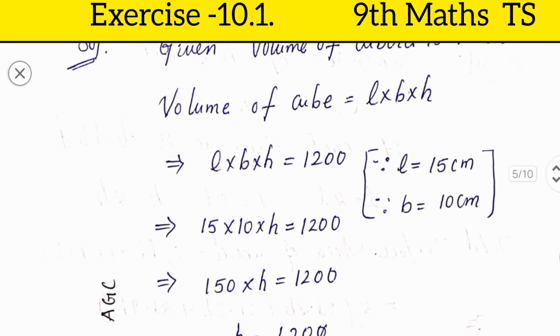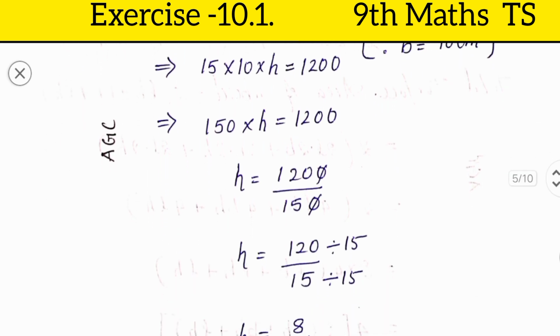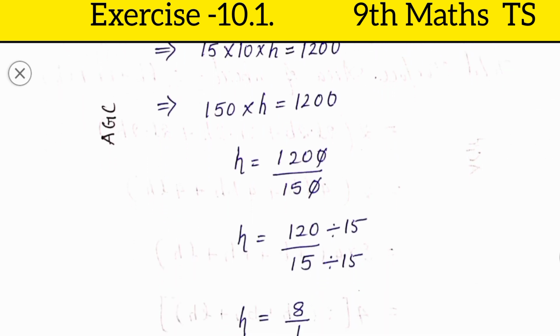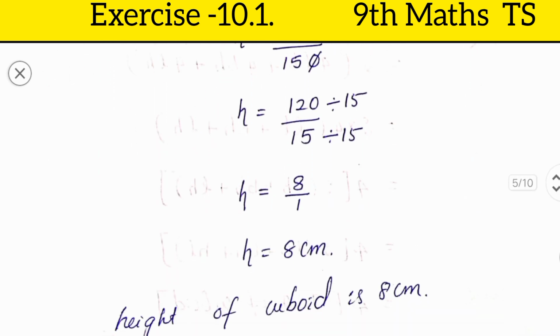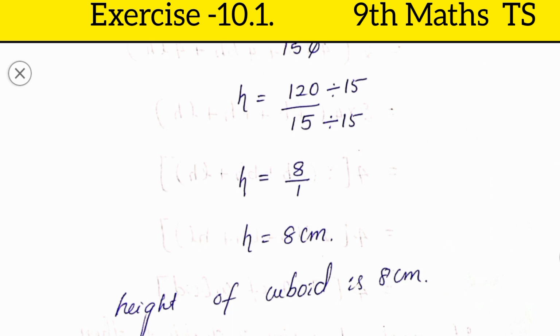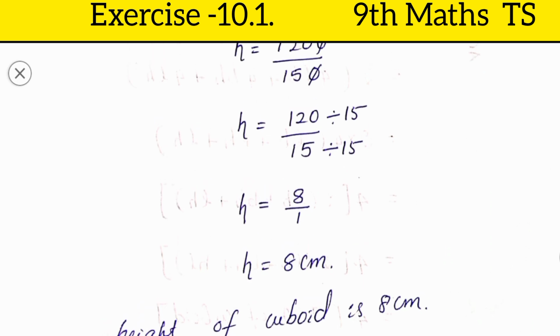So L into B into H equals 1200 centimeter cube. So now 15 into 10 into H equals 1200. So then H equals 1200 by 150. So the zeros are going to cancel. Then 120 by 15. So 120 by 15, we use the 15 table: 15 1 times is 15, and 15 8 times is 120. So then height equals 8 centimeters. Then the height of the cuboid is 8 centimeters. Please note it down. So you can pause it and note it down.